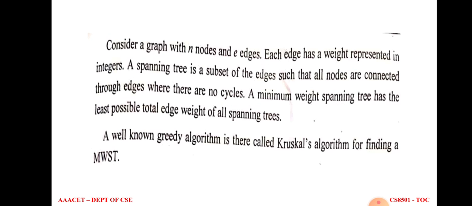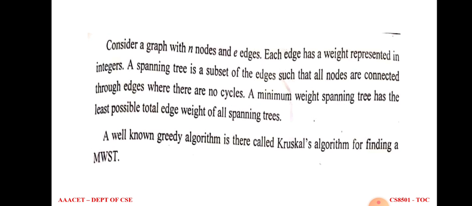So what is a spanning tree, or a minimum weight spanning tree? A spanning tree is a subset of edges such that all the nodes are connected through edges and there are no cycles. It is a tree containing all nodes, without the formation of cycles. So what is a minimum weight spanning tree? It has the least possible total edge weight of all spanning trees.